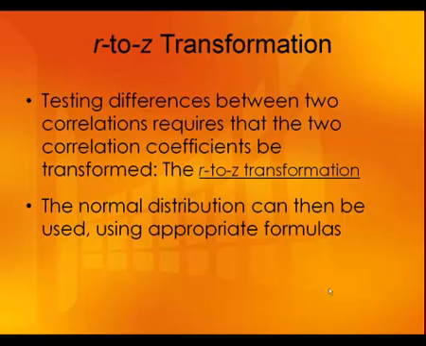So your book discusses the R to Z transformation. In testing differences between two correlations, we need to know that the two correlations can be transformed, and that's that R to Z transformation. The normal distribution can then be used, and we can look at that with appropriate formulas. And that's also mentioned in your textbook as well.